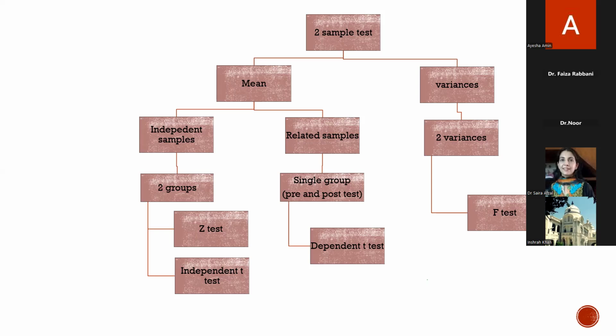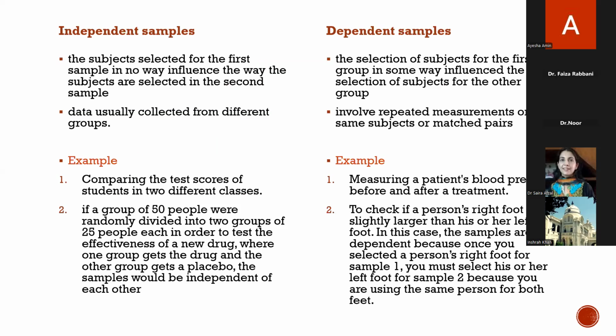And if you have samples which are related, you will see that there will be a single group which has pre and post test values, and you will apply the dependent test. And if you are working with variances, you will check if there are two variances, then you will apply the F test. So before going into the detail, we will first discuss what are the independent and dependent samples.